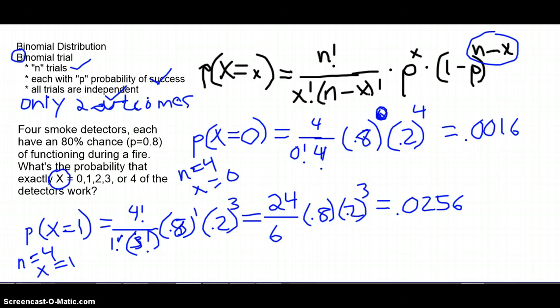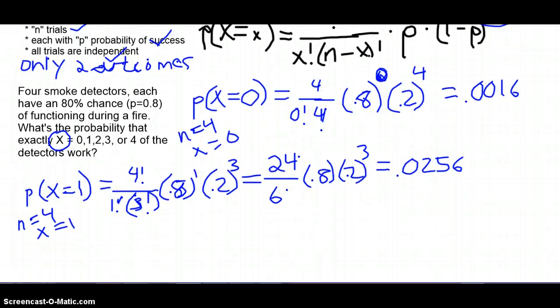So 24 over 6, basically that's saying there are 4 ways to select one detector working out of 4. Either the first one works, or the second one works, or the third one works, or the fourth one works. That's why we divide these two and get 4. So that's 0.0256, about a 2.5% chance that exactly one detector works. Okay, so we can continue this.